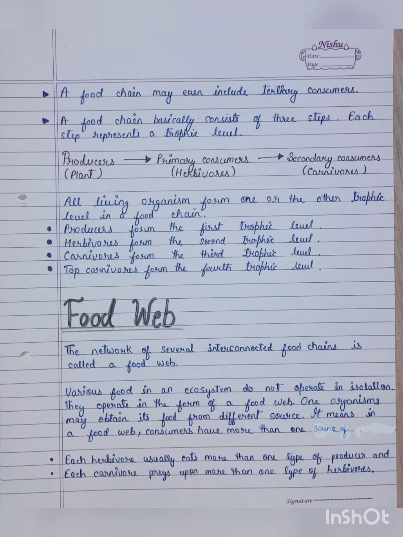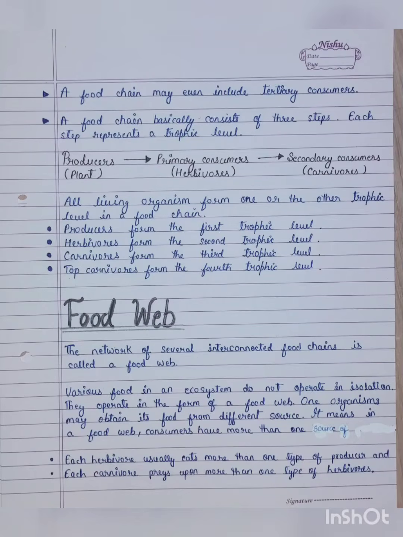A food chain basically consists of 3 steps. Each step represents a trophic level: producers, primary consumers, or secondary consumers. All living organisms form one or the other trophic level in a food chain. Producers form the first trophic level, herbivores form the second trophic level, carnivores form the third trophic level, and top carnivores form the fourth trophic level.